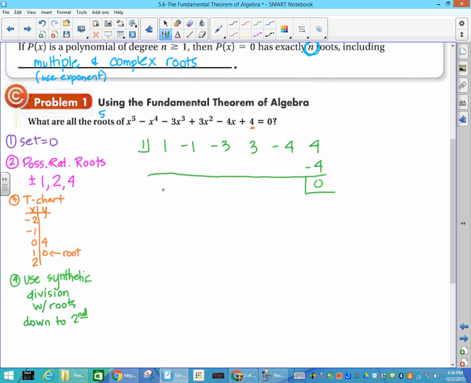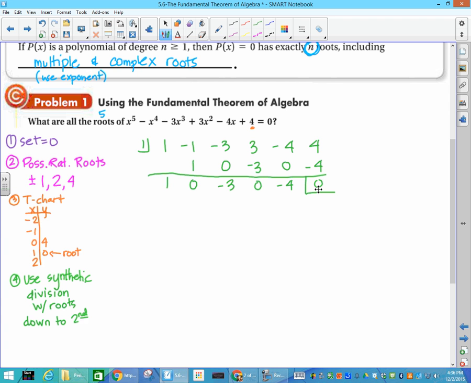Okay, so we always carry down the 1, and then we multiply. 1 times 1 is 1. -1 plus 1 is 0. 1 times 0 is 0. Negative 3 plus 0 is negative 3. 1 times negative 3 is, what's 1 times negative 3? Negative 3. 3 plus negative 3 is 0. 1 times 0 is 0. Negative 4 plus 0 is negative 4. And 1 times negative 4 is negative 4. So we're good to go.